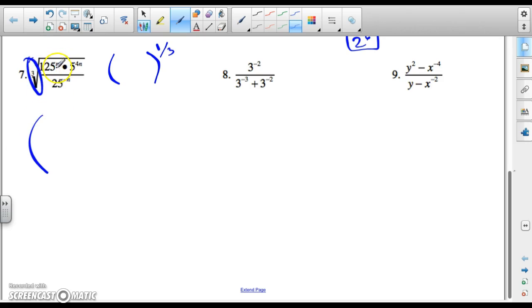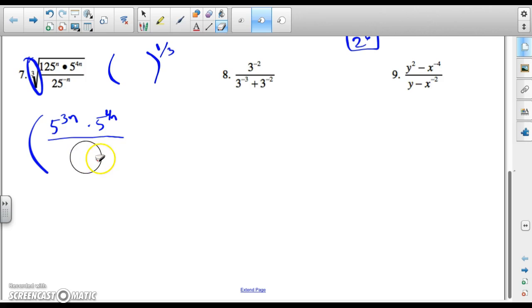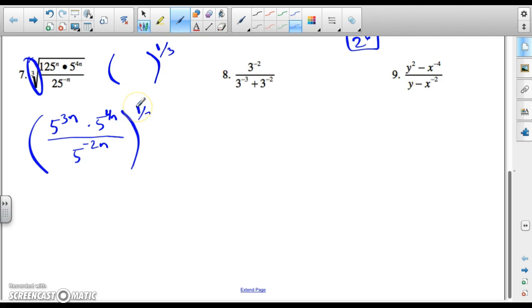We have 125, that's the same thing as 5 to the third power, but that's taken to the n power, so 3 times n would give us 5 to the 3n power, times 5 to the 4n, over 25 is the same thing as 5 squared, times negative n would give us negative 2n, like that. Okay, and then that's now going to be taken to the 1/3 power. So we can combine everything together. 5 to the 3n times 5 to the 4n is the same thing as 5 to the 7n over 5 to the negative 2n, all to the 1/3 power.